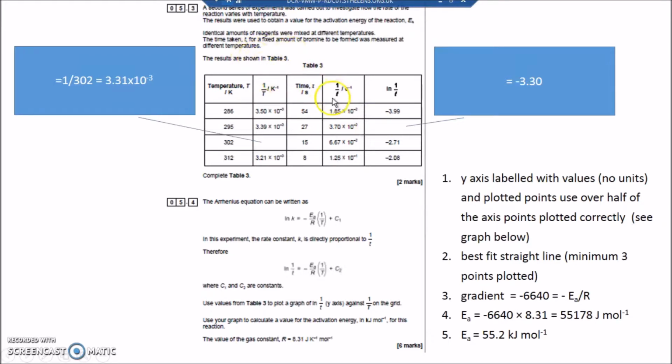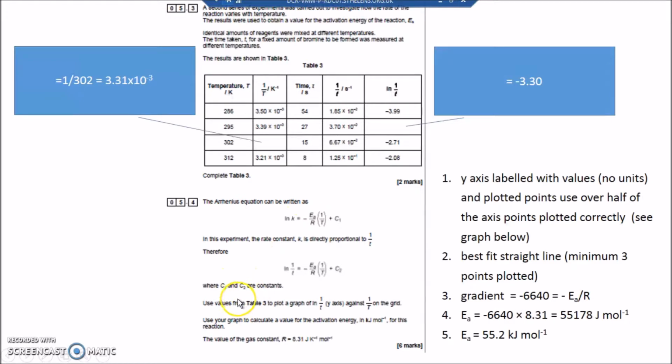Okay, so now I've worked out 1 over temperature, and I've got 1 over time here, and I've got natural log of 1 over time. You don't need to worry too much about why we're doing this. We're doing this to fit in with this equation here, but it leads you through. It'll always lead you through.